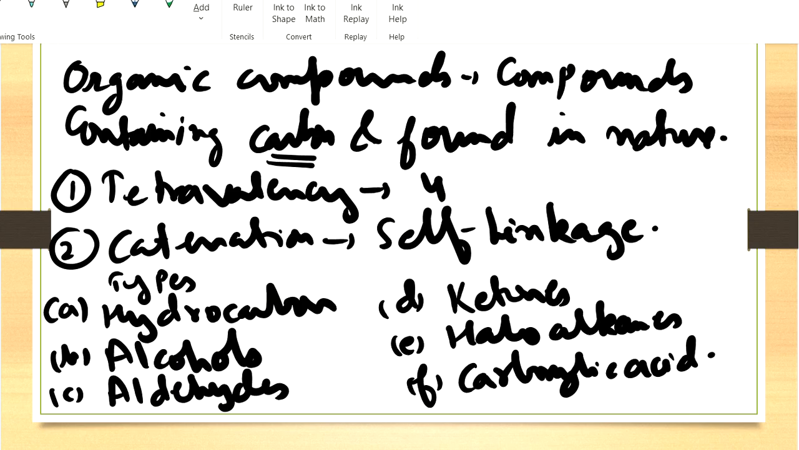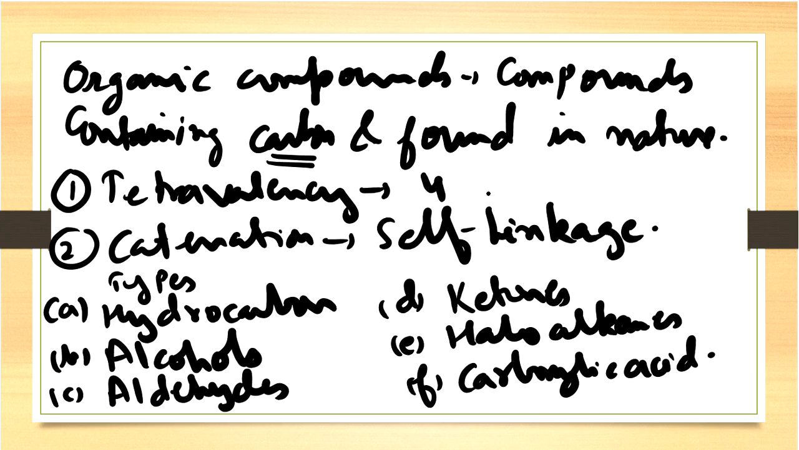Why have we used carbon? Because of its properties: tetravalency, and second, catenation, to form a safe linkage with itself and with other atoms. Next are the types of organic compounds: hydrocarbon, alcohol, aldehyde, ketone, haloalkanes and carboxylic acid. These are the types of organic compounds.